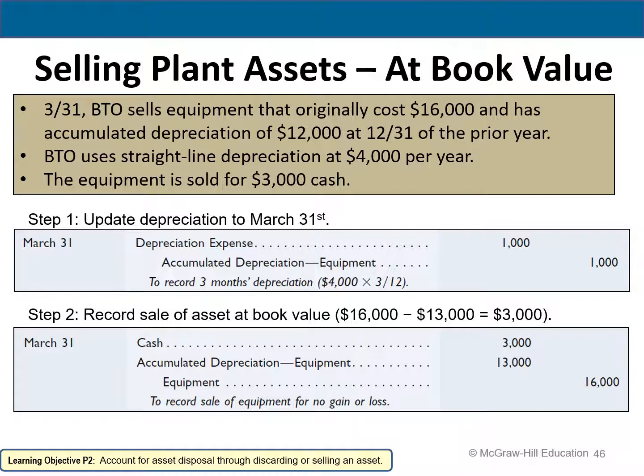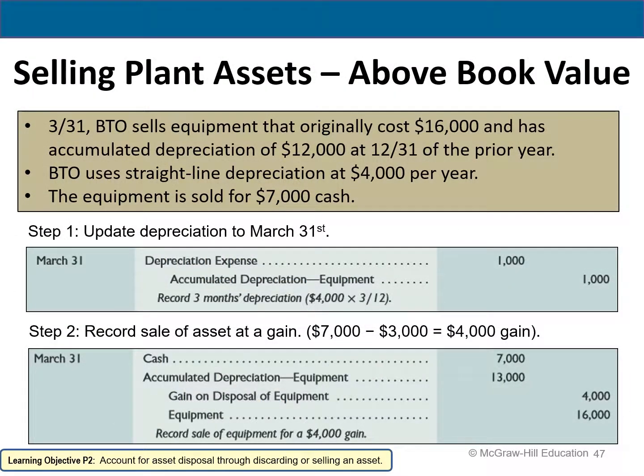Then we need to record our sale. So they told us we got 3,000 cash, so we're going to debit cash for 3,000. Our accumulated depreciation was 12,000 at 12/31. We added another 1,000 to it in our journal entry in the middle of the screen here. And so now we have a total accumulated depreciation of 13,000. To remove that from our books, we debit. It's a contra asset, so it works the opposite of assets. We debit to decrease. And then we credit our equipment account for $16,000 to remove the equipment from our books. We don't have any gain or loss in this case, okay?